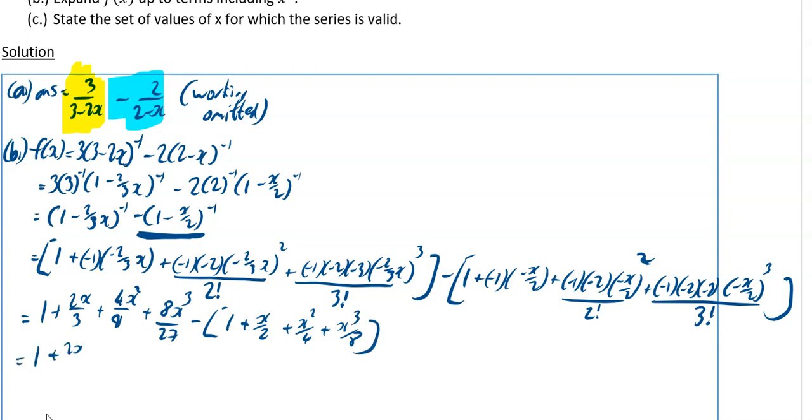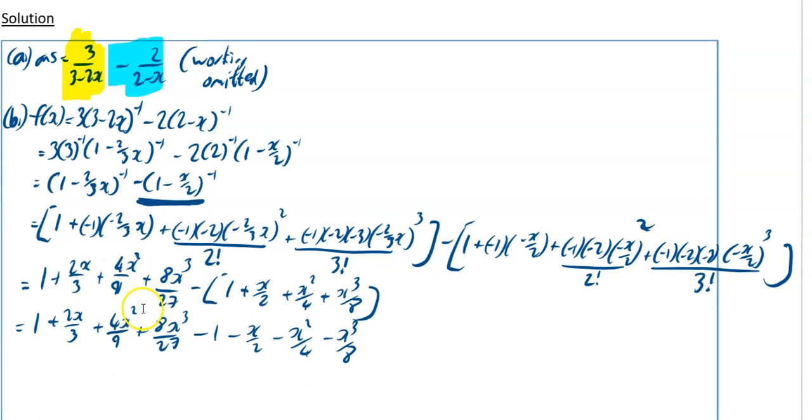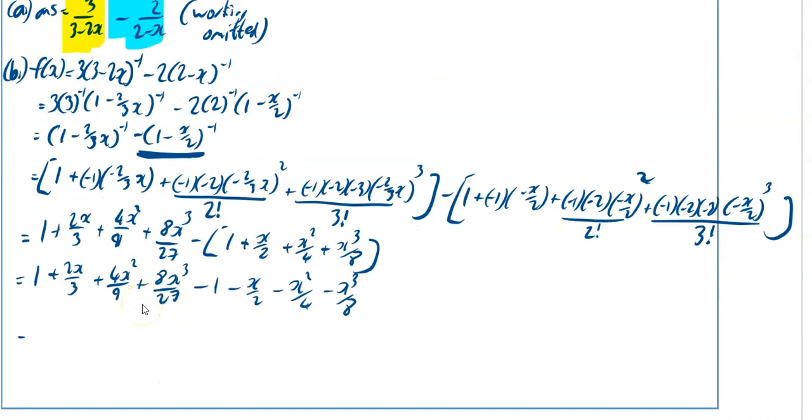That's going to be 1 plus 2x over 3 plus 4x squared over 9 plus 8x cubed over 27 minus 1 minus x over 2 minus x squared over 4 minus x cubed over 8, which works out to be, after a good bit of tidying up, the ones cancel, you're left with x over 6 plus 7x squared over 36 plus 37x cubed over 216.